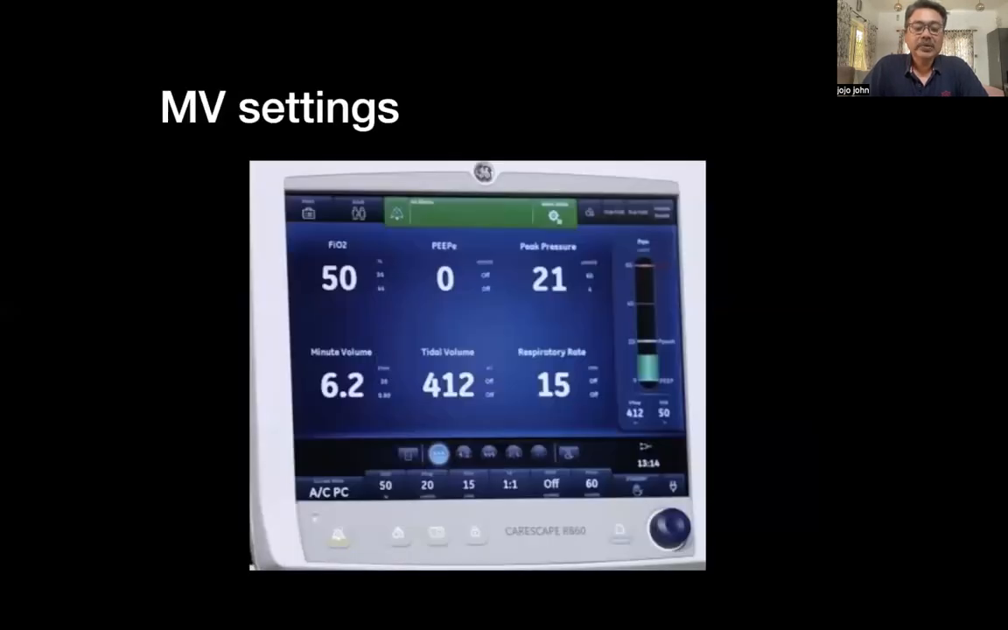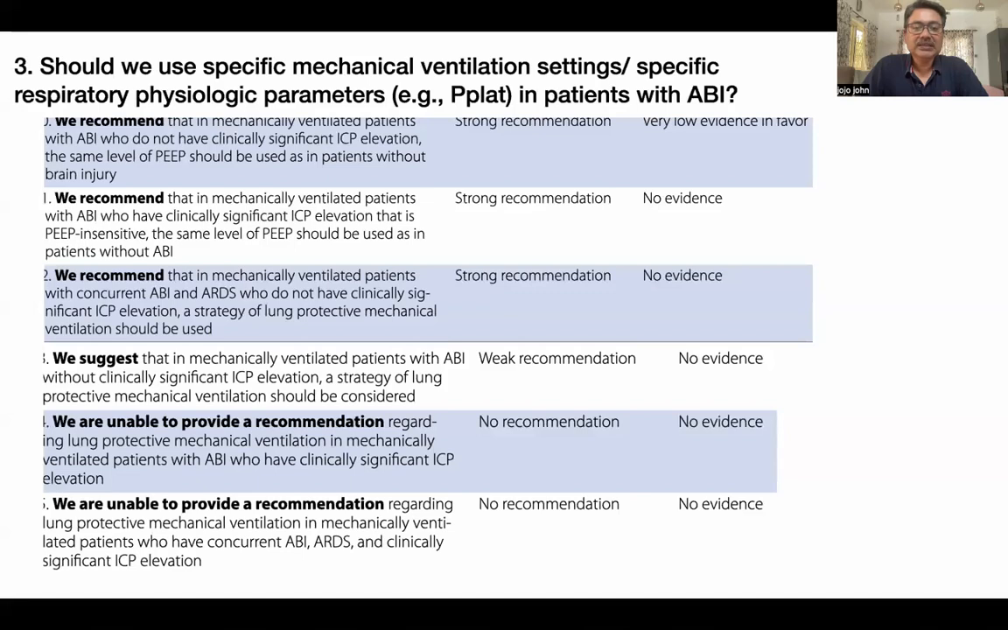Having intubated them, you need to pay attention to the mechanical ventilation settings. If they have lung injury, we need to give them lung protective ventilation, which has very good evidence. But the issue with lung protective ventilation is that permissive hypercapnia, which we allow in other patients, is not something we can have in traumatic brain injury because it will lead to raised ICP. So if there is no significant ICP elevation, you can use lung protective ventilation.